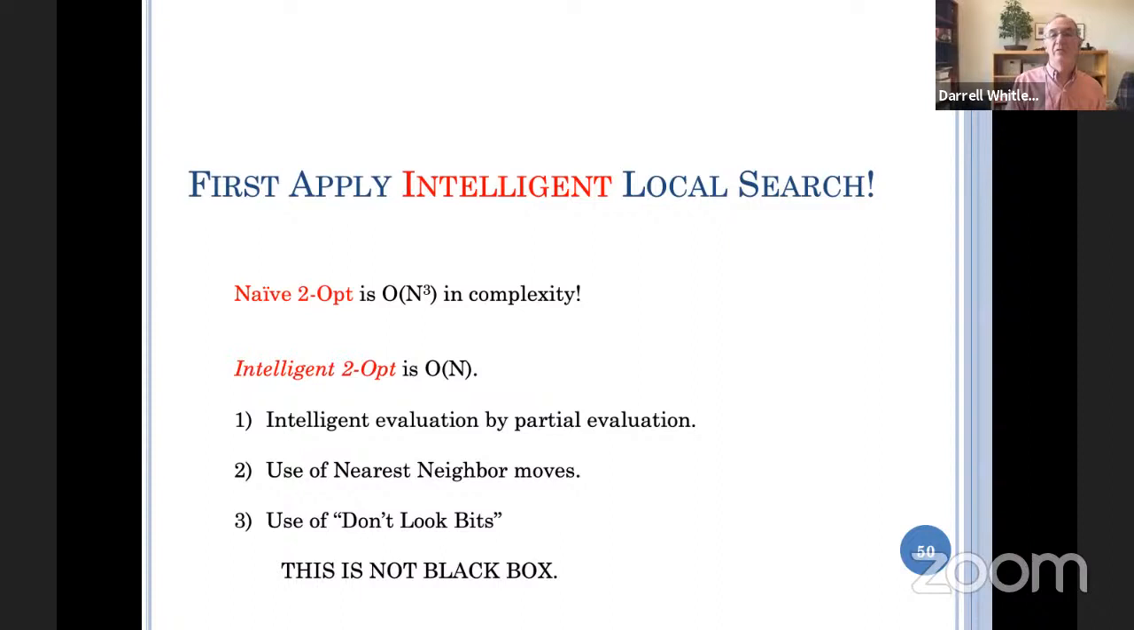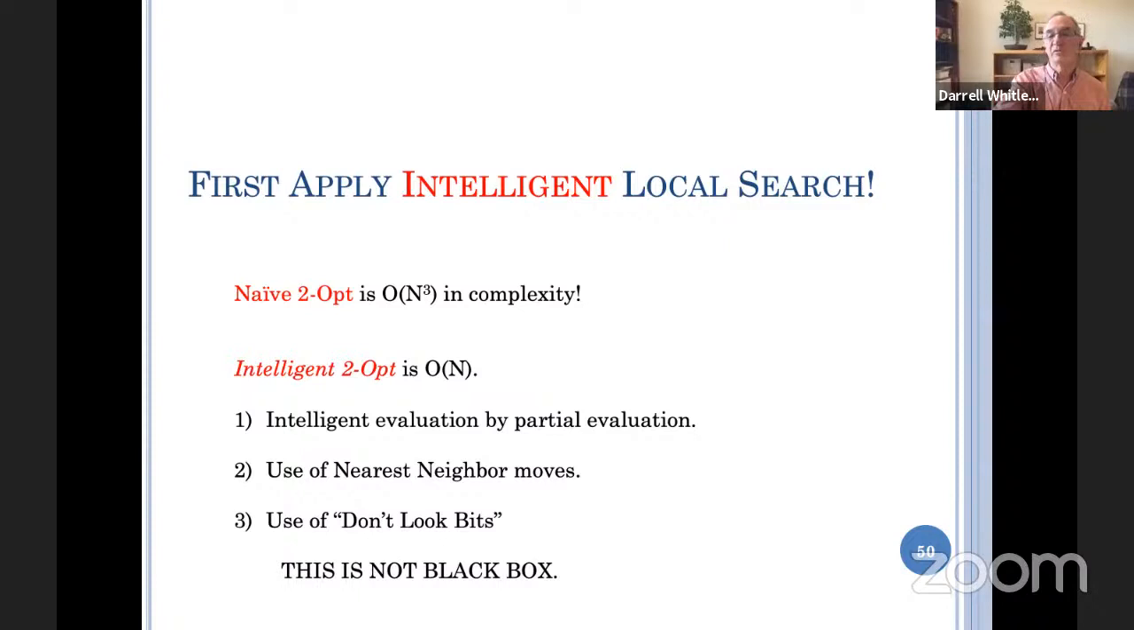Well, you don't really do that. You get intelligent evaluation through partial evaluation. You limit the pairs of neighbors you look at by using nearest neighbors. And there is a way of computing don't look bits. I thought about putting it into this talk, but I thought it was going to take too much time. But it goes like this. It turns out that when you find an improving move, certain things that you've checked don't need to be checked again, because they don't have a linear interaction with that particular city. And so you can prune your neighborhood dramatically and look at only a small number of the possible moves.